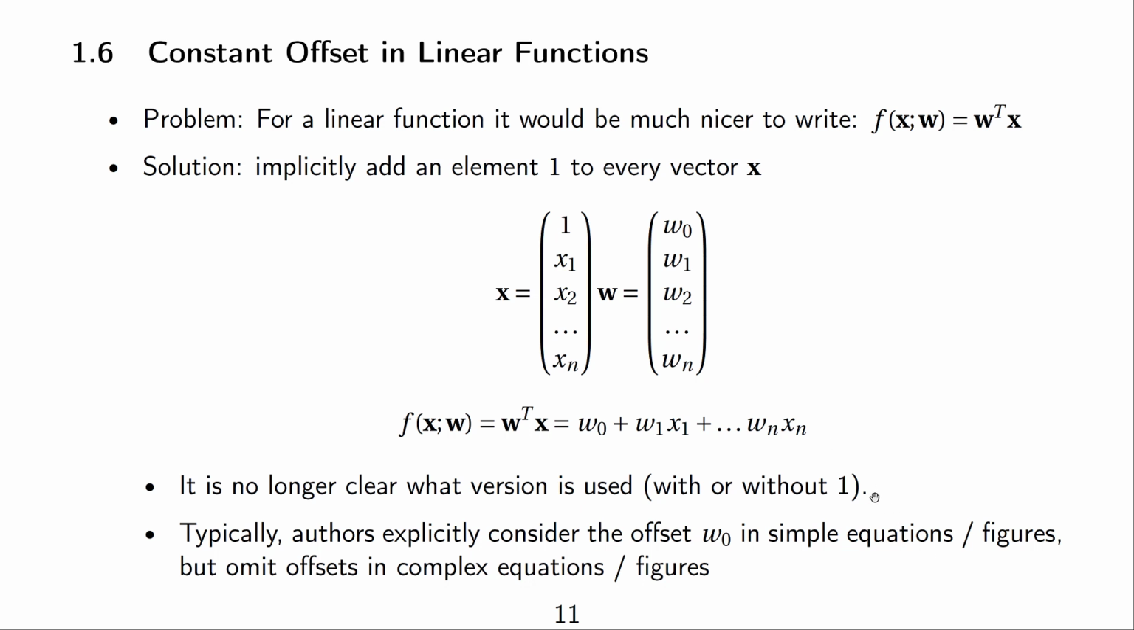Very often when reading some deep learning material, it will not be totally clear which version is used, the one with or without the one. Typically, authors explicitly consider the offset w0 in simple equations and figures, but very quickly things get too cumbersome, and then these offsets are omitted in equations or figures to make things a bit more compact.